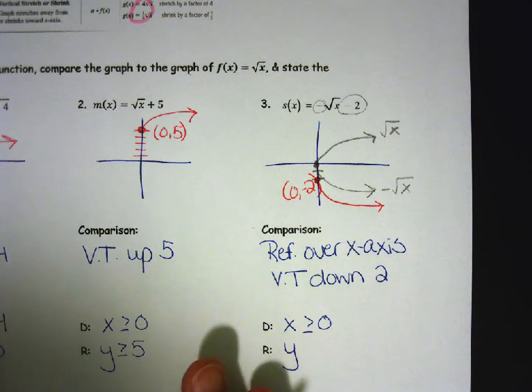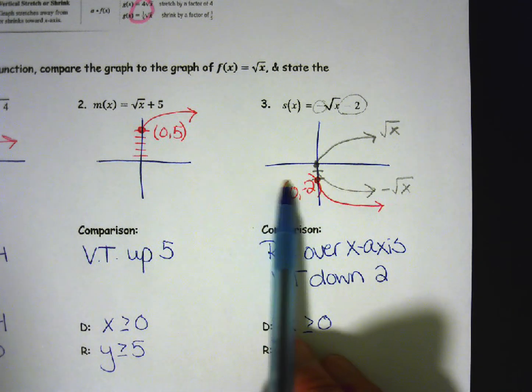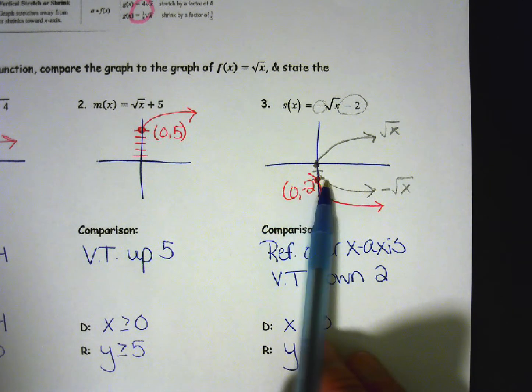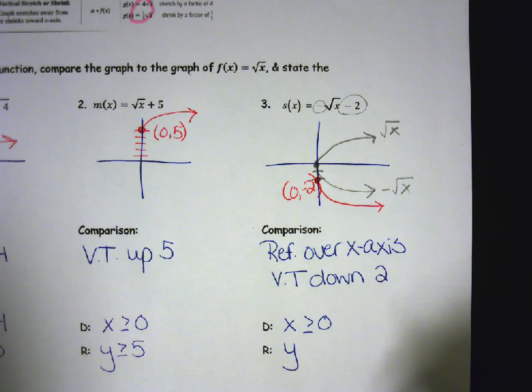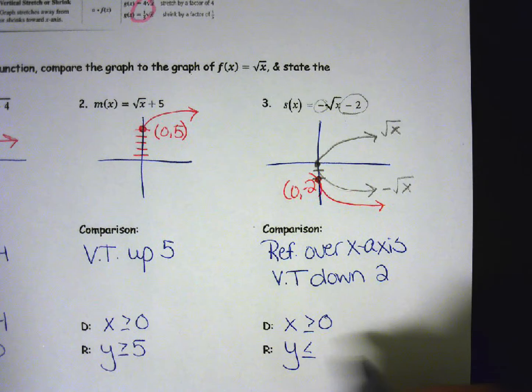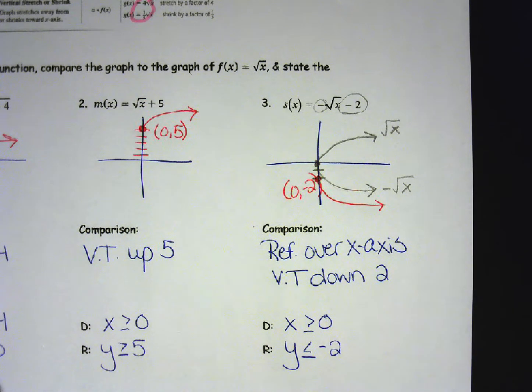Now we got to look at our y's. Our y's are at -2. That's the highest y. But notice they're going down. So it's -2, -3, -4. They're going down. So this time we need to change our symbol. And then we say -2.